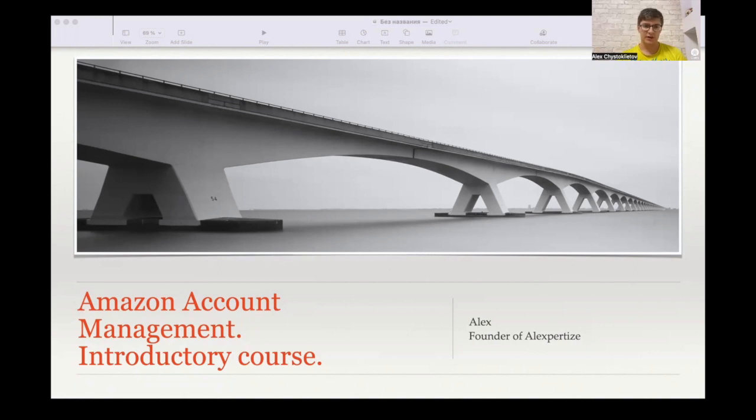Here is my small introductory course about Amazon account management. So what's the main goal of this course? The main goal is to show you what that's all about and make you understand if it's something interesting for you, or maybe it's something you don't want to dig into.